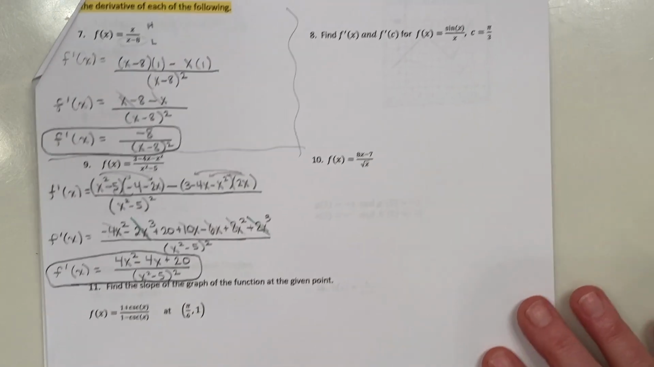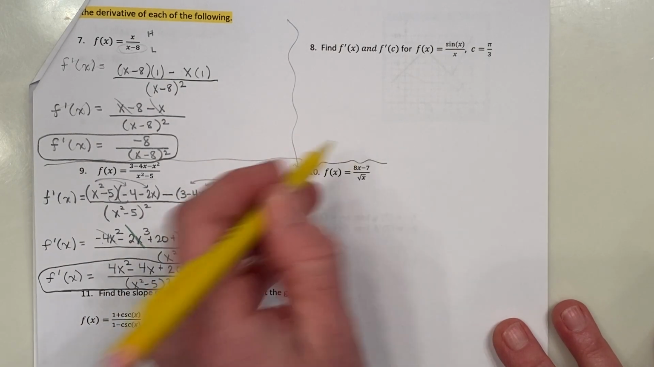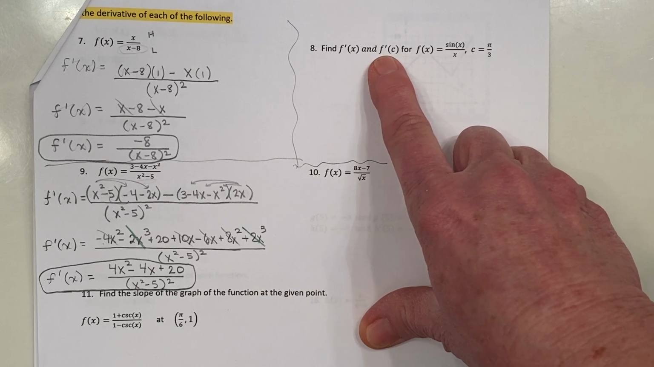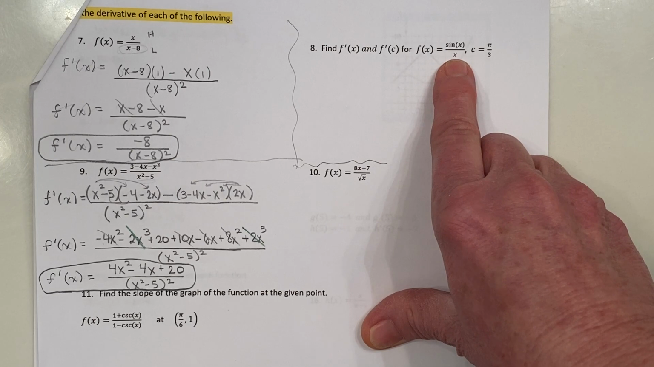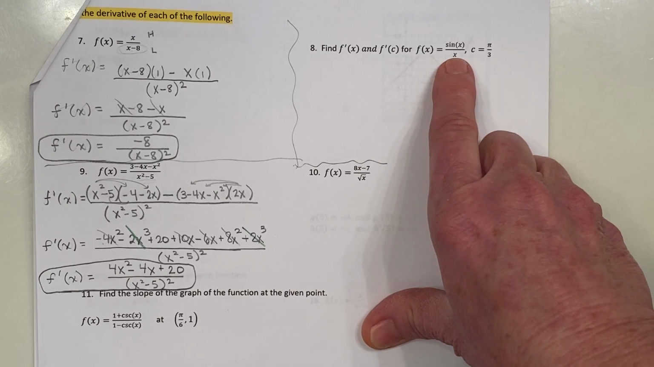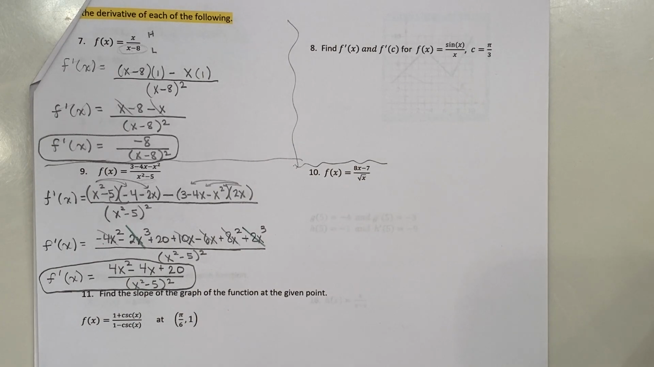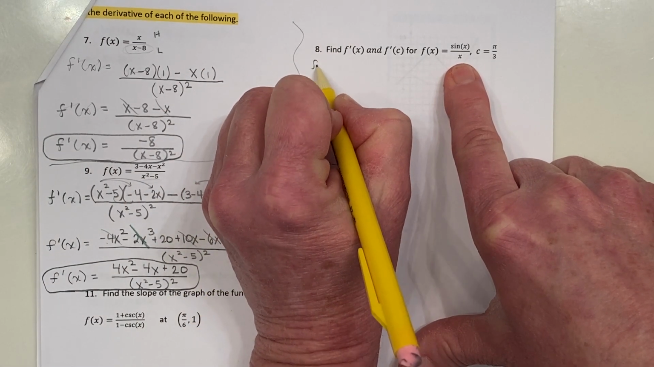Okay, now we'll go to 8. It says find f prime and then find f prime of c. So it looks like we need to find the derivative using the quotient rule. Once we get the derivative, we'll plug in pi over 3 for all the x's and use our trig values to help us maybe simplify that. Okay, I'm going to go ahead and do the quotient rule.